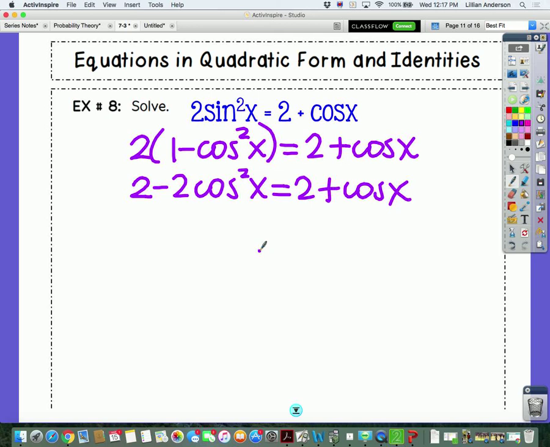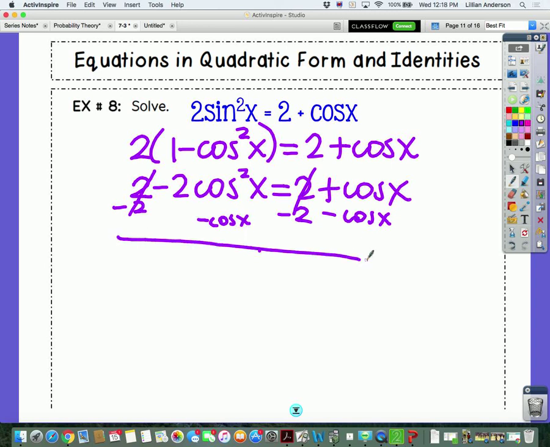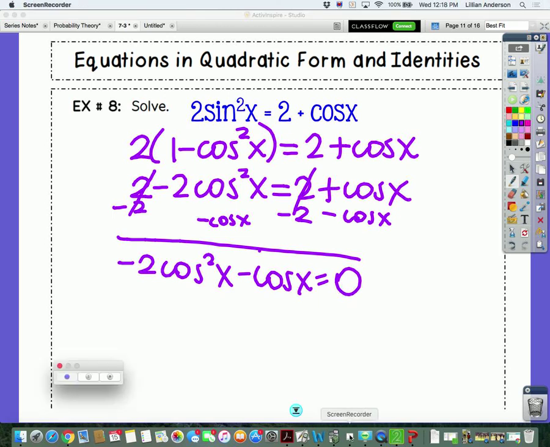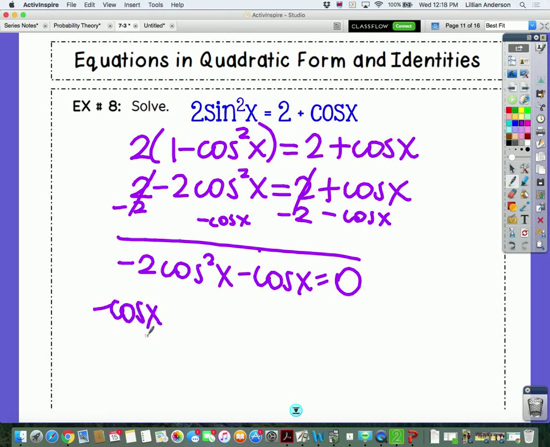And then factor it. So let's subtract 2. Let's subtract over cosine x. So this is a negative 2 cosine squared x minus cosine x equals 0. Let's pause right there for a second. What can I do from here? Factor out a negative cosine x. It could be to your benefit to factor out a negative cosine x.